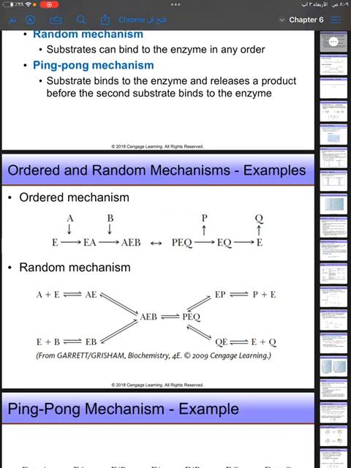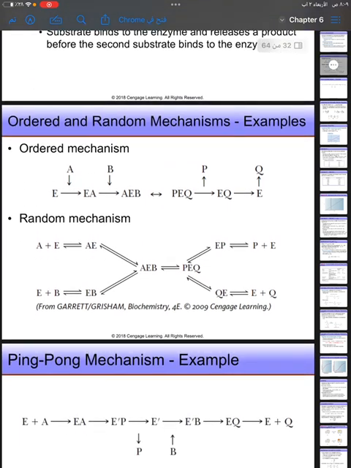And the ordered one, the first substrate will bind the enzyme and then the second one will bind and the reaction will conduct. Random one, so we have many options. The enzyme مع A, the enzyme مع B, and they could make combination between enzyme and substrate A and substrate B, giving the product. ممكن يعطينا البرودكت الأول، ممكن يعطينا البرودكت الثاني. So it's kind of random process, مش sequential process, مش ordered one.